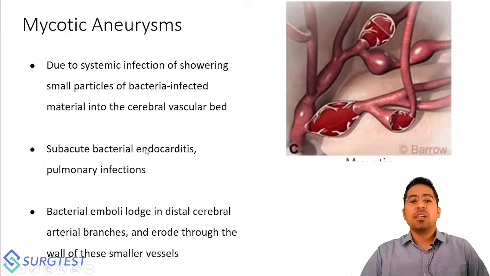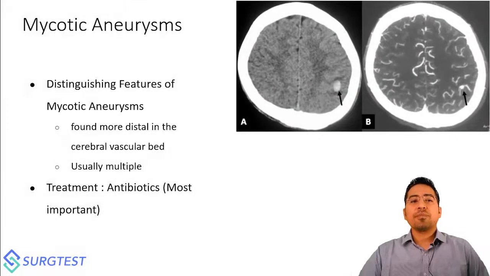So where are mycotic aneurysms seen most commonly? It is either in subacute bacterial endocarditis and pulmonary infections. From these areas, either from the infected heart valve, or from pulmonary infections like lung abscess, there will be bacterial emboli which will lodge in the distal cerebral arterial branches, and they will start eroding the vessel wall, which will lead to formation of these aneurysms.